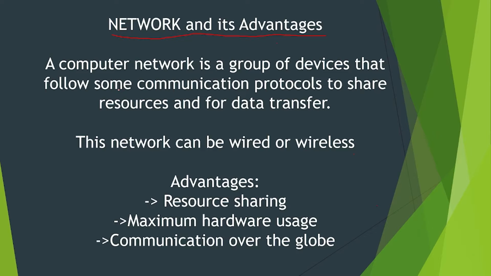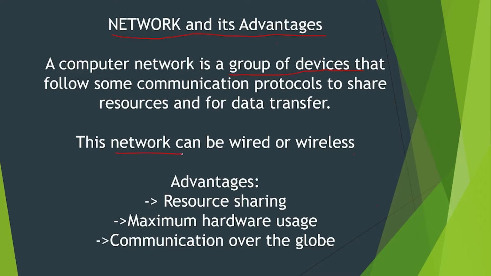What is a network? A computer network is a group of devices that follow some communication protocols to share resources and for data transfer. Transferring a resource to a particular computer is called networking. A group of devices interlinked and communicating with each other is called a network.